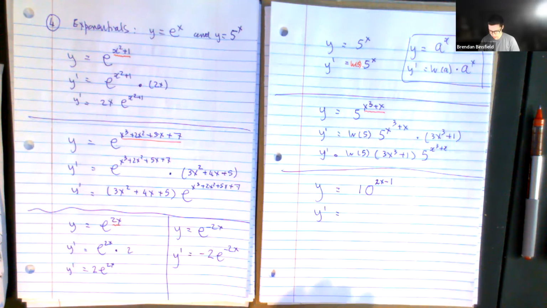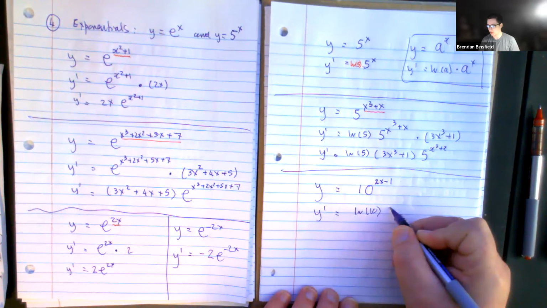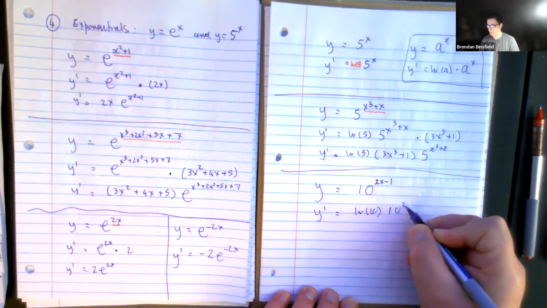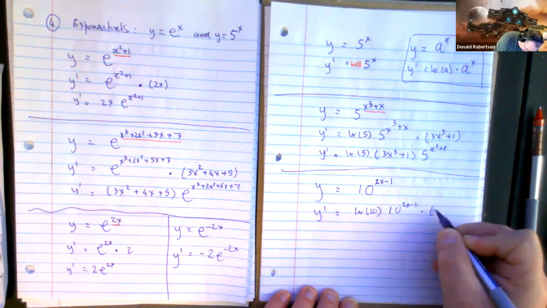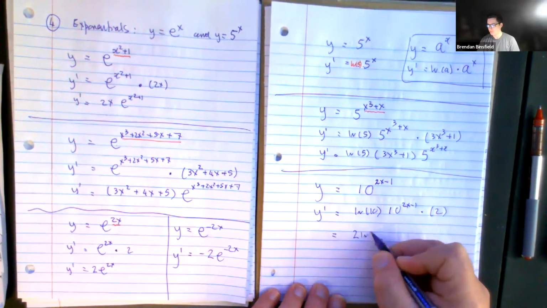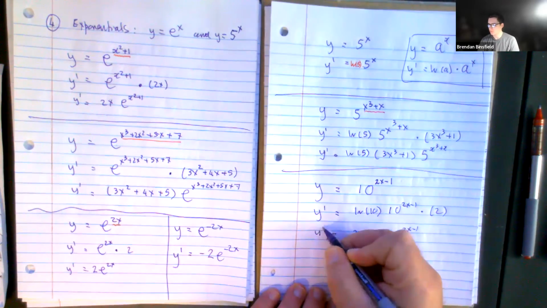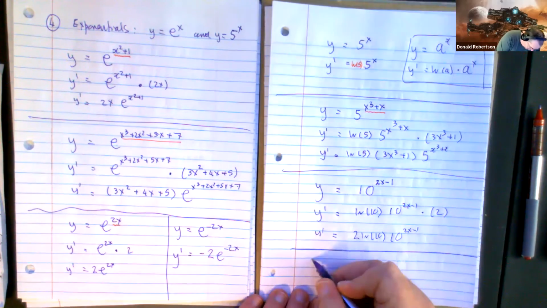Would it be the natural log of 10 times 2 times 10 to the 2x minus 1? Yeah, I'm just doing it in slightly different order, but you are correct. There you go. Okay, one last one.